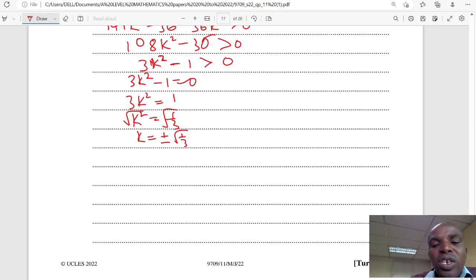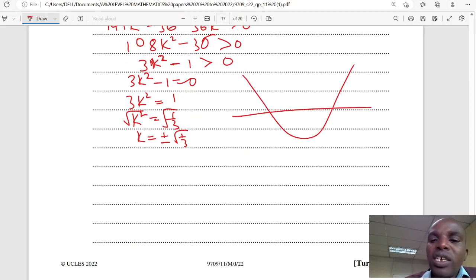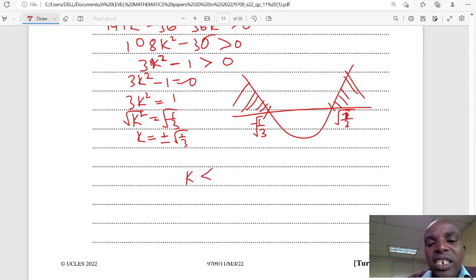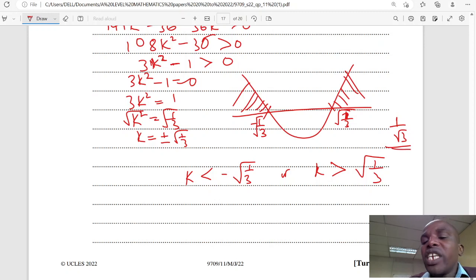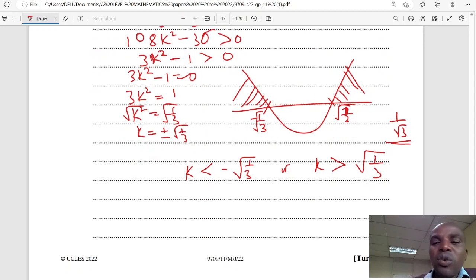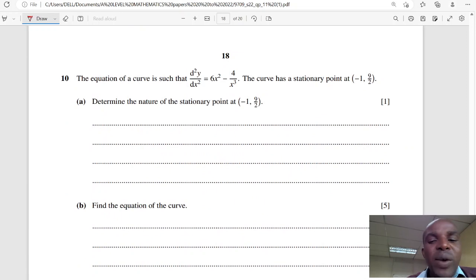Then you have greater than now. If you have greater than, you can just use this item. It's quadratic, right? So you put minus 1 over root 3, then you put plus 1 over root 3. Because it's greater than, this part is greater than. So you can say k is less than minus 1 over root 3, or k is greater than the root of 1 over 3. Root of 1 over 3 is the same as 1 over root 3. Please take note of that part. Or root 3 over 3. It's still the same thing. Done.